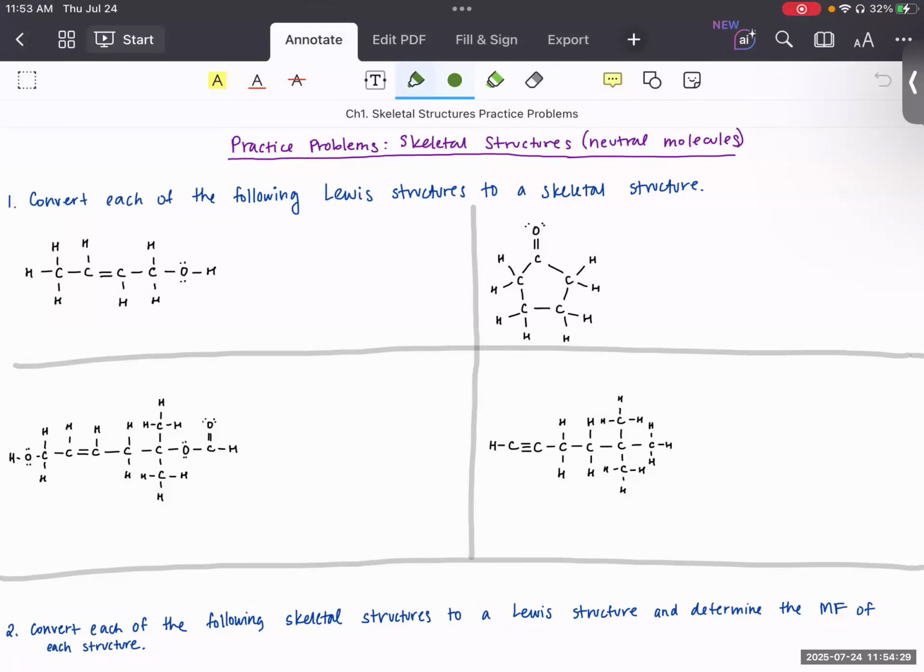So this video is going to focus on solving the skeletal structures practice problem worksheet. And again, this is going to focus on those neutral molecules. In the next video, we're going to have some where we see charges on some of the atoms. All right, so let's start with this first one.